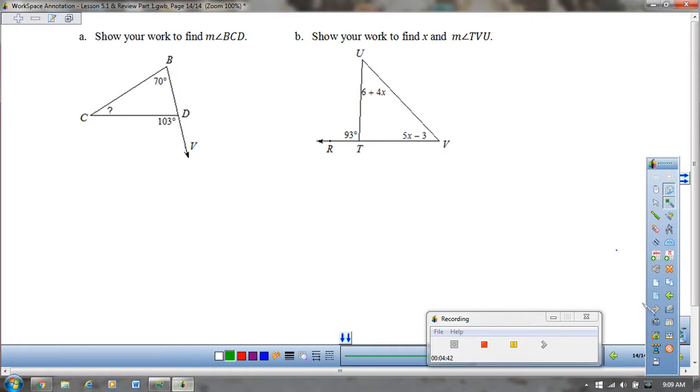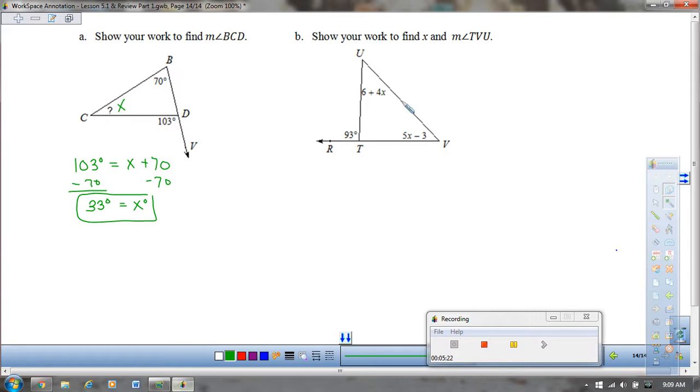So, looking at the last two problems on the page, let's show our work to find the measure of angle BCD, which in this picture is where the question mark is, so I'm going to call it x. And our theorem says that our exterior angle, which is 103 degrees, equals the two interior angles, x plus 70. So when I set up my equation and I subtract the 70 from both sides, I'm going to find out that my angle C there is 33 degrees. That's the value of x. And we're done with that.